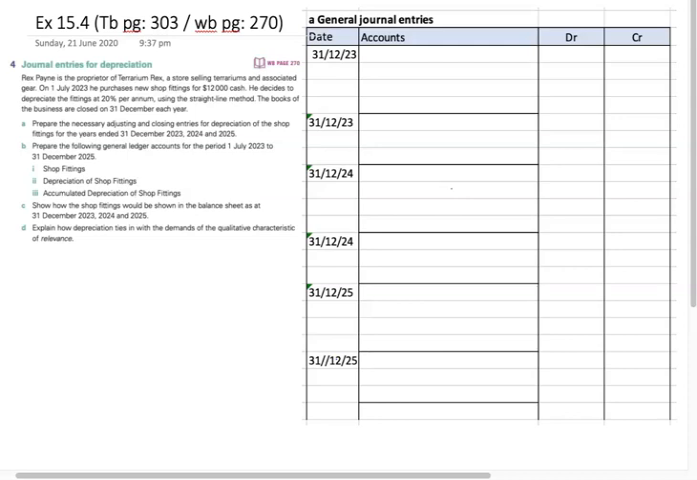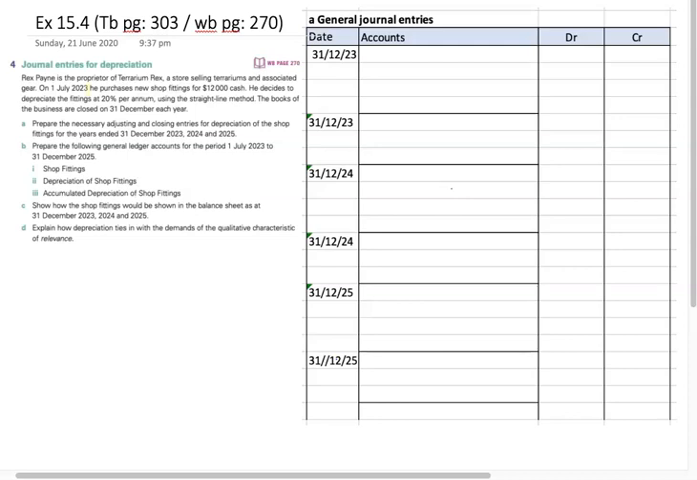Let's have a look at this question and see what we need to do and highlight the key details, because that's probably the most important in this question, is identify what needs to be done and the key inputs to work this out. So we're Rex Payne, the proprietor of Terranium Rex, and we sell terraniums and associated gear.